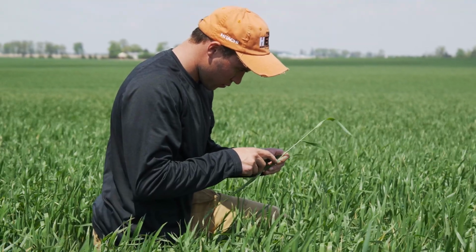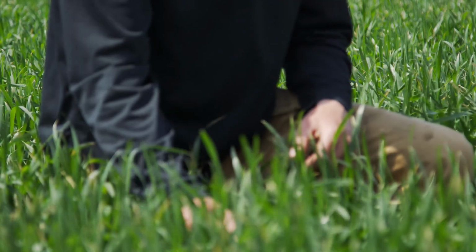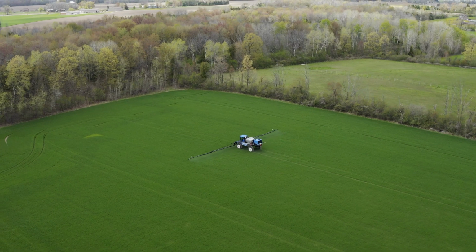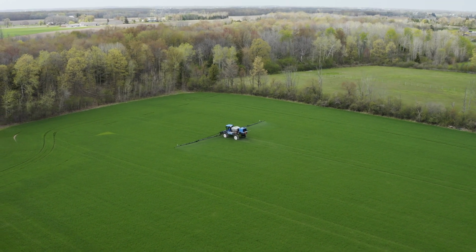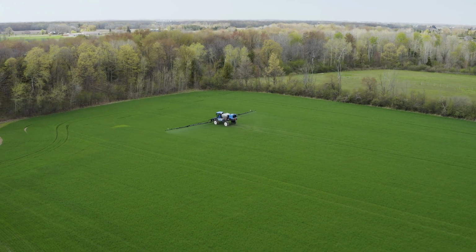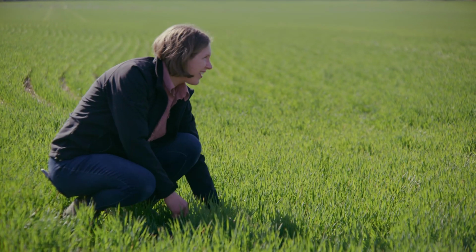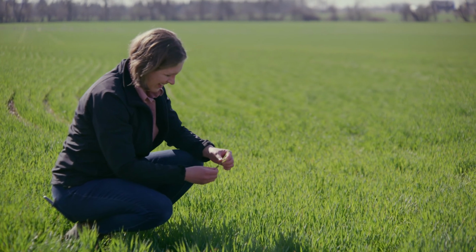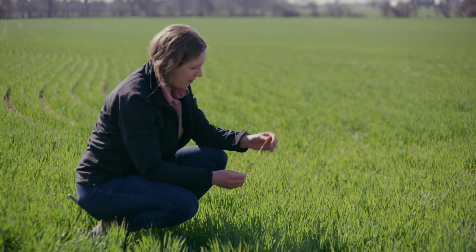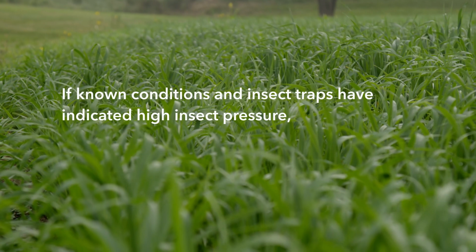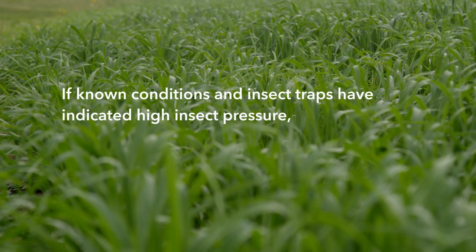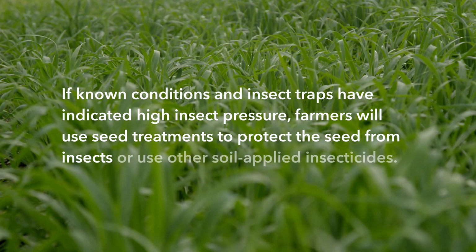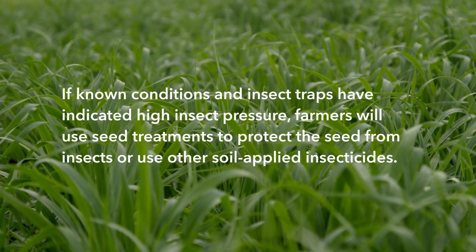If the farmer finds an insect issue in the field, in some instances they may apply the product only to targeted areas. With some pests, however, the farmer must prophylactically spray the full field. It is important to note that the different insects will appear in different conditions. No 2 years are ever the same, and farmers constantly assess throughout the year for different pests. If known conditions and insect traps have indicated potentially high insect pressure, farmers will use seed treatments to protect the seed from insects or use other soil-applied insecticides.